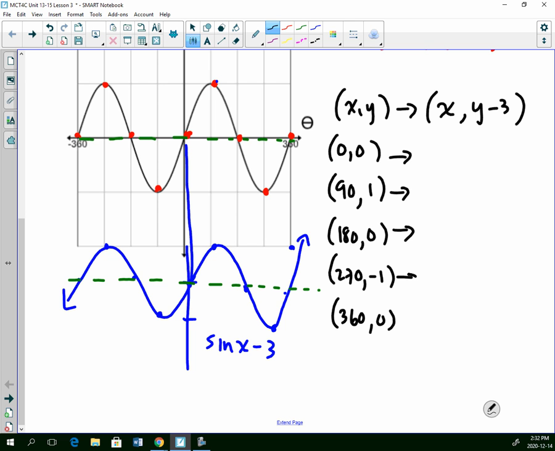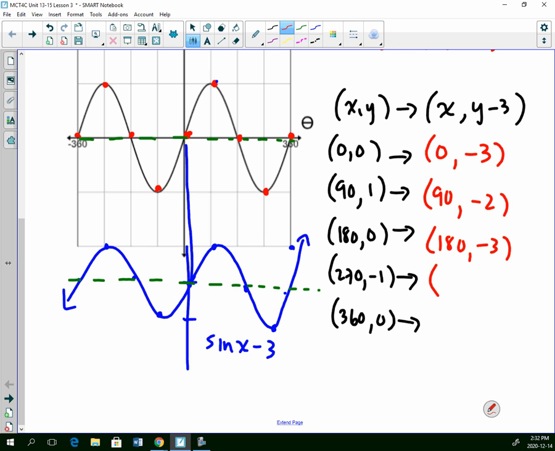And then you are going to apply the transformation by leaving the x the same and subtracting 3 from the y. Okay, so these are my points: (0, -3), (90, -2), (180, -3), (270, -4), and (360, -3). Okay, and the same on the left. If it's just one transformation, you can certainly apply it to the graph, but you will be asked to provide the mapping notation. So the x stays the same, and the y, we're going to subtract 3.